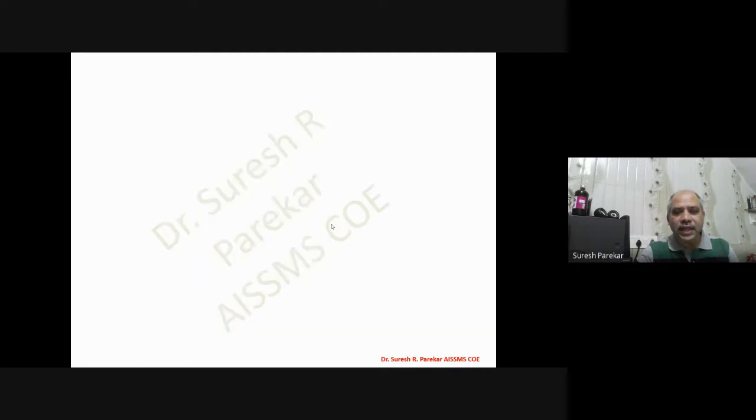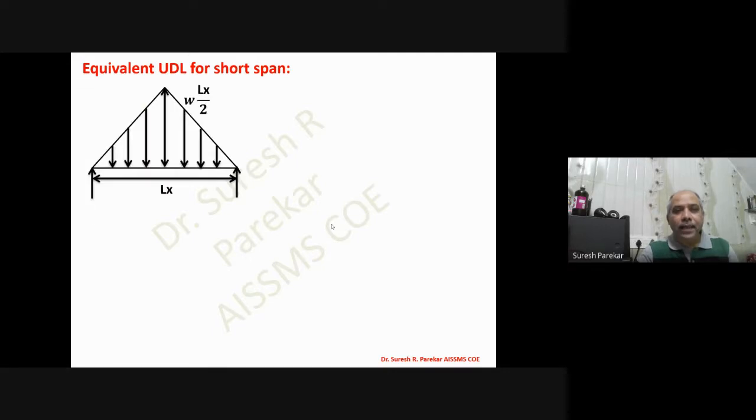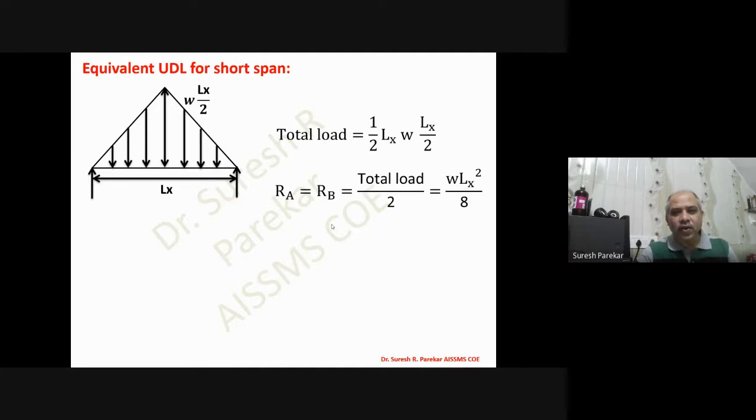So now we will see the equivalent UDL for the short span. So now we have this triangular load. We have WLx by 2. This will be the load which is on the short span Lx. We will find the total load, which is 1/2 base into height. So 1/2 Lx into WLx by 2. And we have reactions equal, so total load by 2, and that becomes WLx square by 8. So reactions we have WLx square by 8.